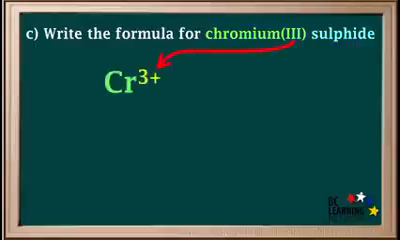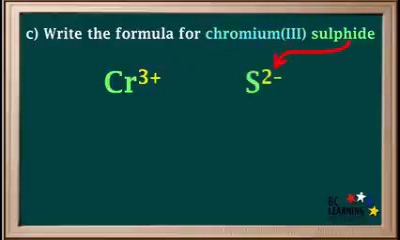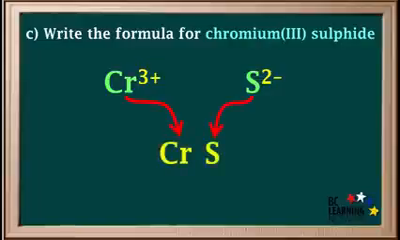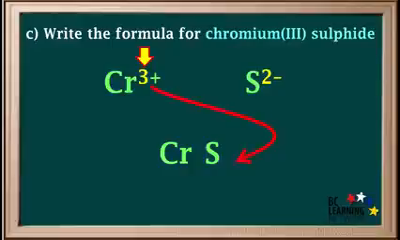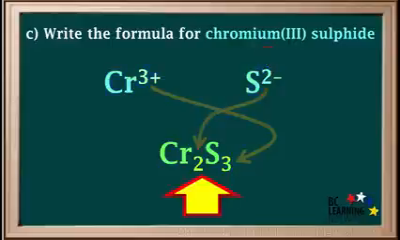The chromium 3 ion is Cr3+, and the sulfide ion is S2-. We start the formula with the symbols Cr and S. We take the 3 from the charge on the chromium, cross over, and write 3 next to sulfur in the formula. And we take the 2 from the 2- charge on the sulfide ion, cross over, and write 2 next to chromium in the formula.